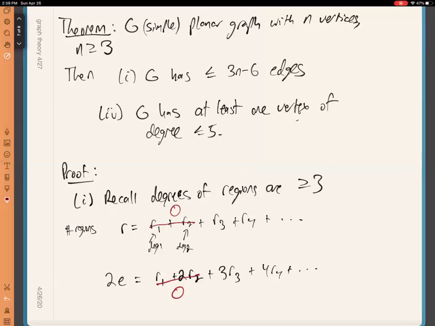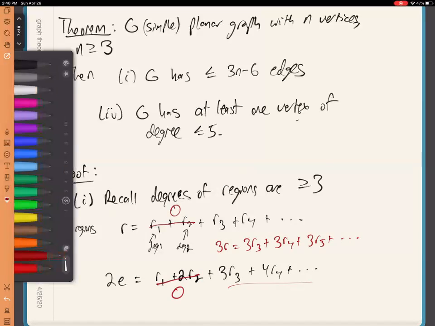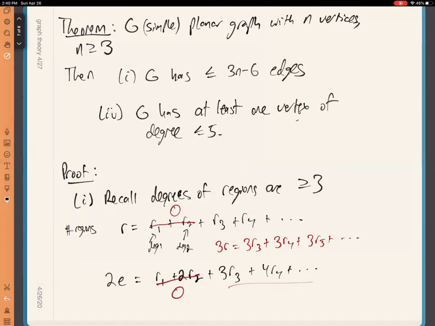Notice in particular, if I multiply the number of regions R by 3, this is 3R3 plus 3R4 plus 3R5, and so on. Well, the quantity below it is bigger than that, right? So by comparing these two equations, you can see that 2e minus 3r is always bigger than or equal to 0, right? And so we're going to use this along with Euler's formula to prove part 1.